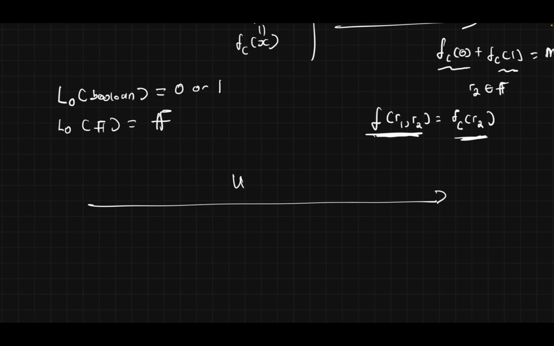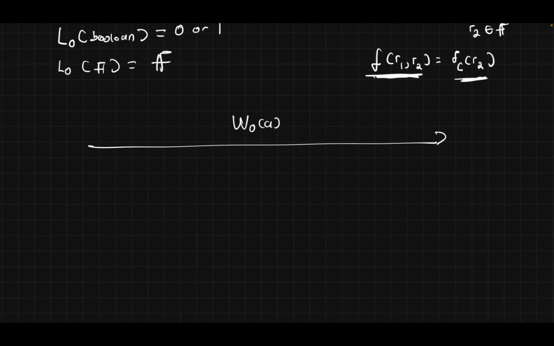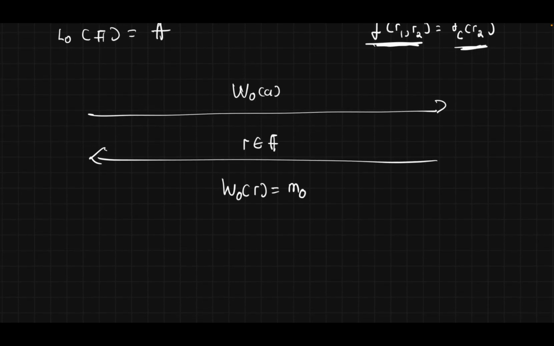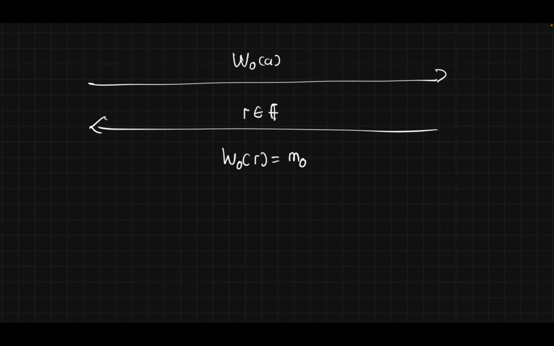Prover sends W0 of A. Verifier sends R in F. Then prover and verifier evaluate it at R, so you get M0. The verifier doesn't trust this, so you need to do some check to prove it. So M0 is equal to the summation of F0, where B and C are coming from the Boolean hypercube.